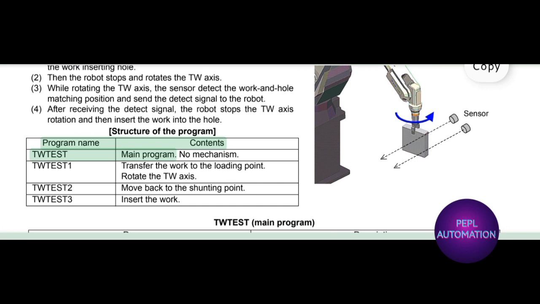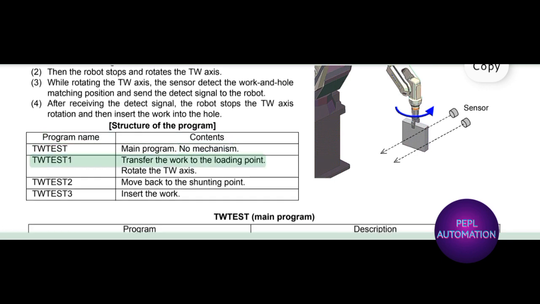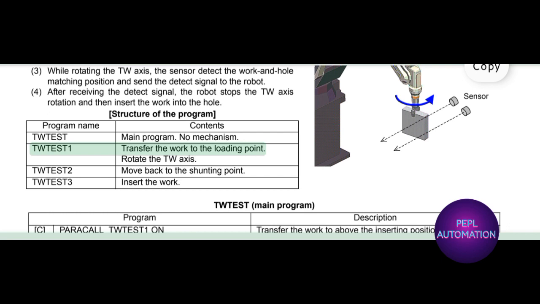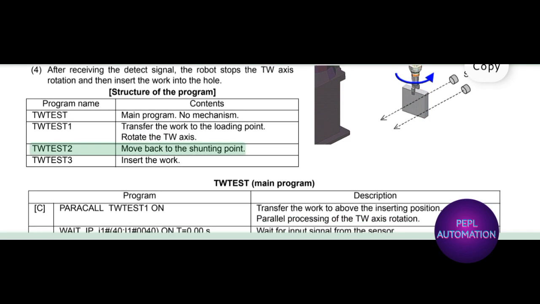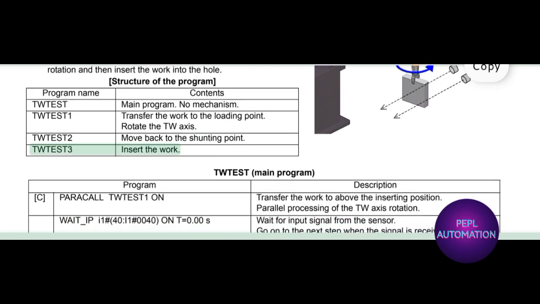Structure of the program. Program name, contents. TWTEST: main program, no mechanism. TWTEST1: transfer the work to the loading point, rotate the TW axis. TWTEST2: move back to the shunting point. TWTEST3: insert the work.